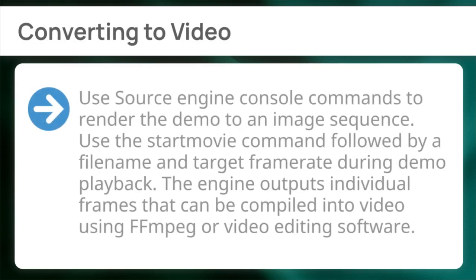Finally, converting to video. Use Source Engine console commands to render the demo to an image sequence. Use the startmovie command, followed by a file name and target frame rate during demo playback. The engine outputs individual frames that can be compiled into video using FFmpeg or video editing software.